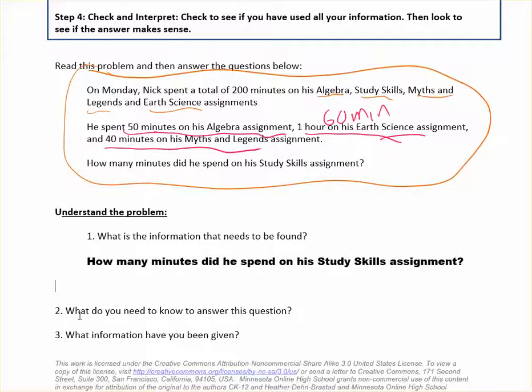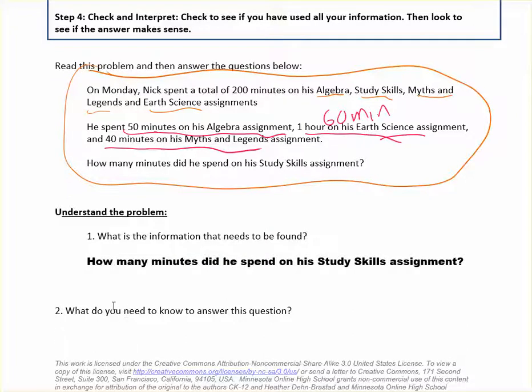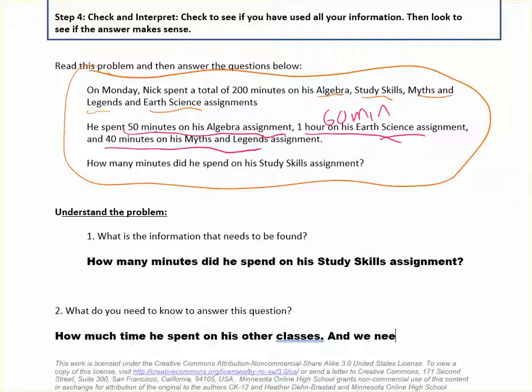Number 2, what do you need to know to answer this question? We need to know, well, we need to know how much he spent on his other classes, right? Let's write that. How much time he spent on his other classes. And we also need to know the total time. We do know that. It's actually 200, but we do need to know that in order to answer this question.